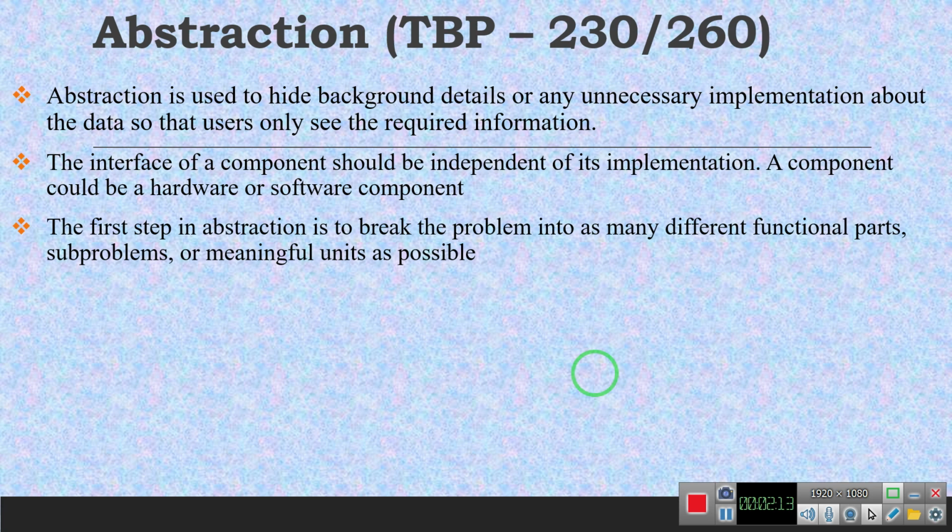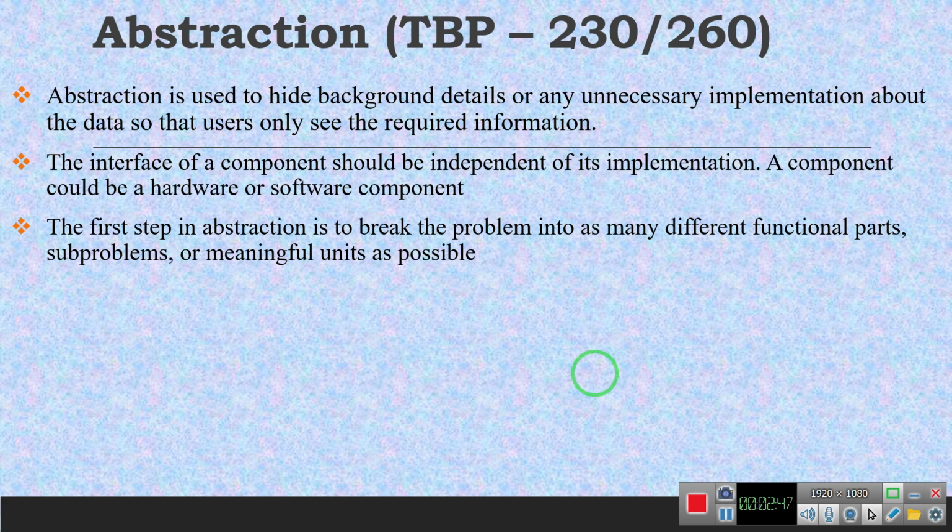The first step in abstraction is to break the problem into as many different functional parts, sub-problems, or meaningful units as possible. Here it means we are writing about your problem in different functional parts, not giving a detailed paragraph or detailed view. We just divide that problem into small parts and write there: first I will do like this, the problem is this, and I will implement like this.